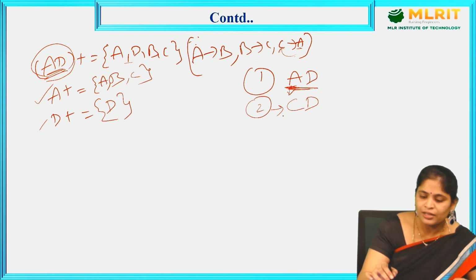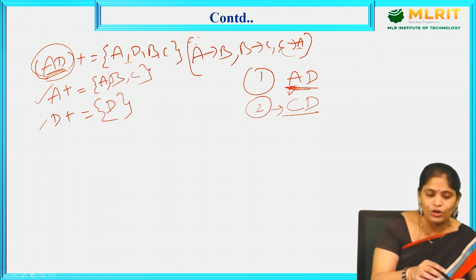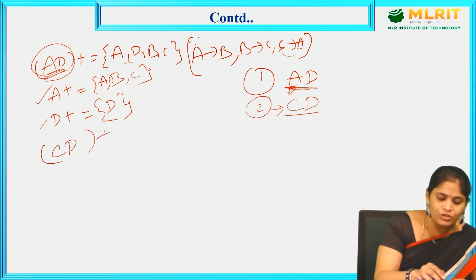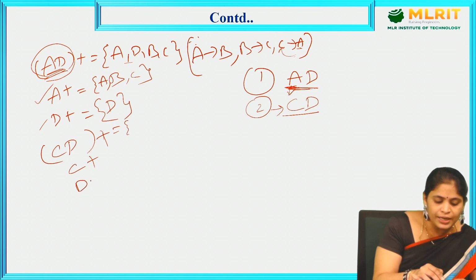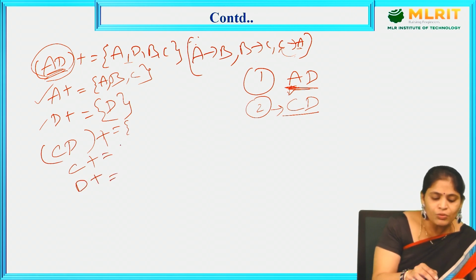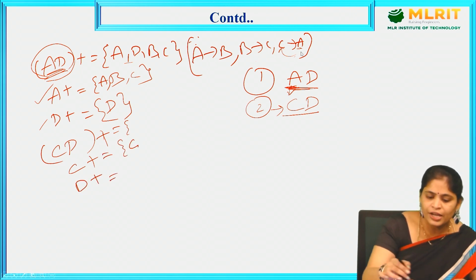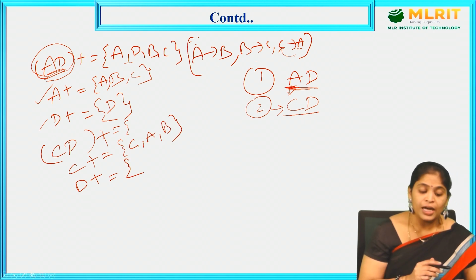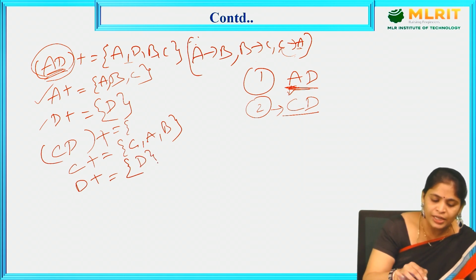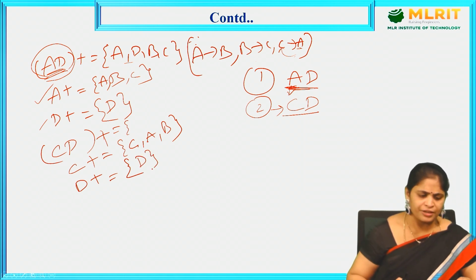Let us check CD, whether it is a candidate key or not. You need to check CD closure. Here the proper subsets of CD are C and D. C derives A, A derives B, B derives C. Next, D closure means only D. D derives nothing here.